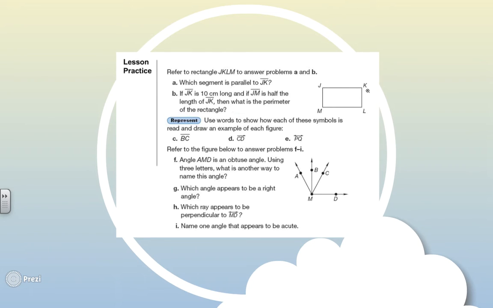And so what line segment is parallel to JK? Your answer should look like this with the line over it, okay? Figure out which line segment of this rectangle is parallel to this one right here.